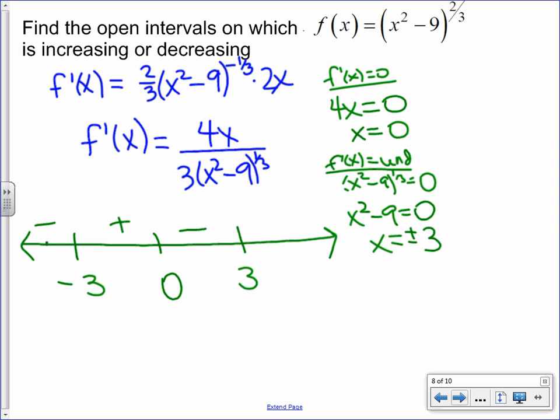Negative. Try plugging into the derivative, see if you get negative there. Okay? Aaron, 3 to infinity. Positive. How do you feel about that?